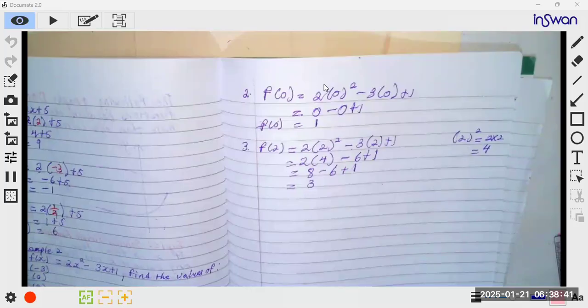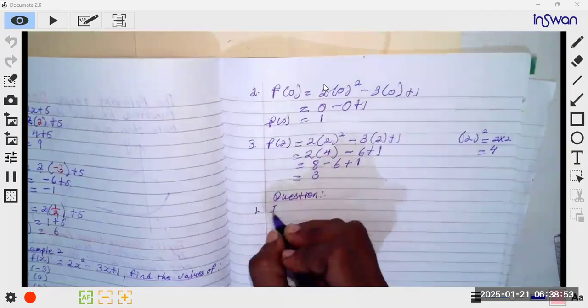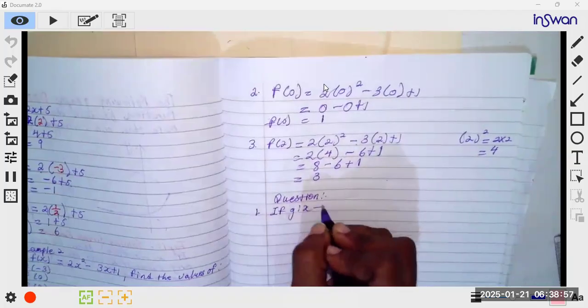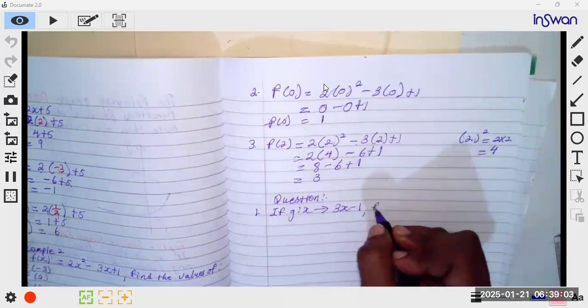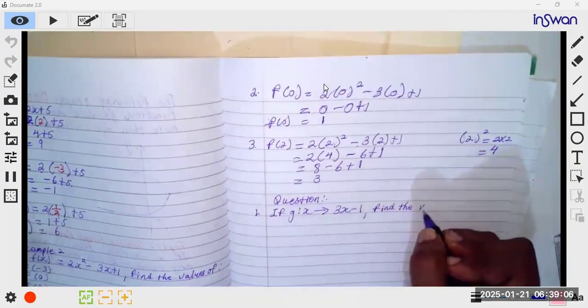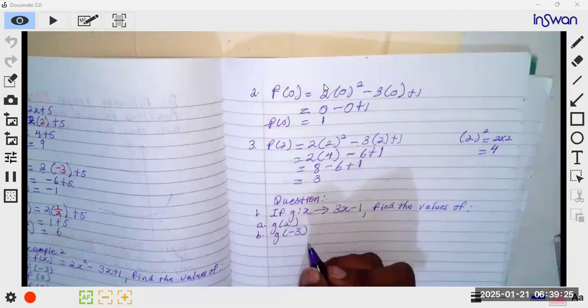So I'm going to give you 2 questions to do now. So this is my question. If g of x is mapped onto 3x minus 1, find the values of 1, a, g of 2, and b, g of negative 3. Next one, number 2.